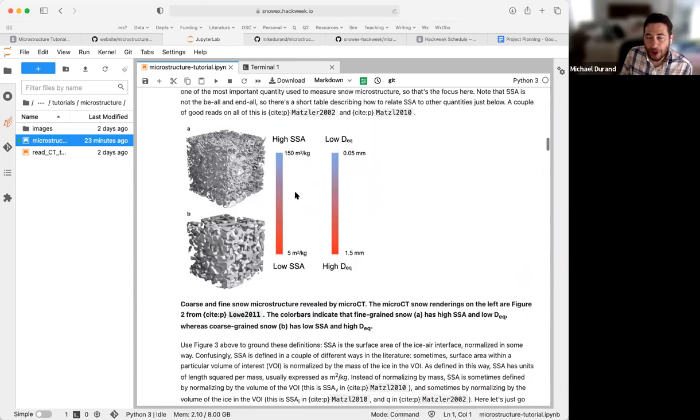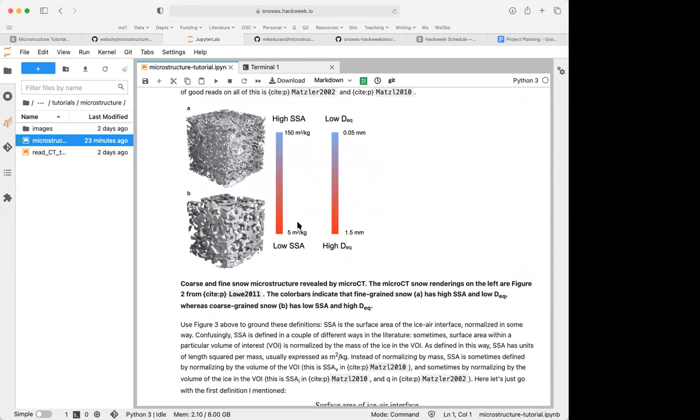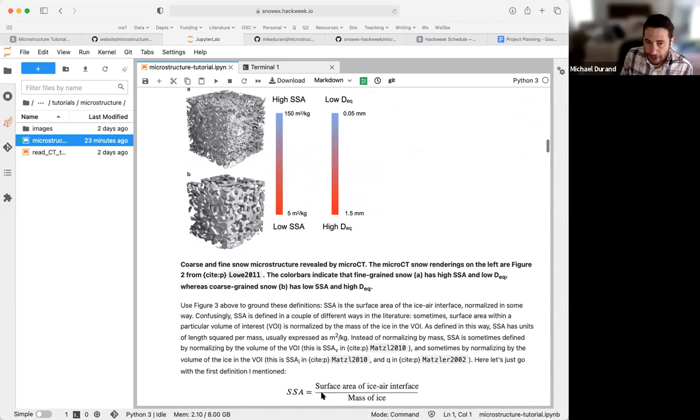No. So the porosity is directly related to density. The specific surface area, it's literally this quantity that tells you the surface area of the ice-air interface normalized by the mass. And it's a measure of, for lack of a better term, the size of the snow grains.